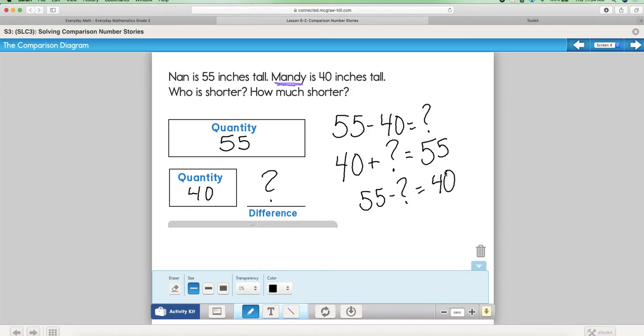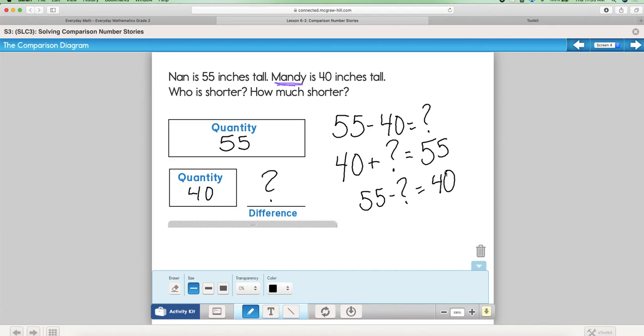How much shorter is Mandy than Nan? Pick a way to solve it. Write it on your board. When you have it, hold it up, and I'll zoom around the room real quickly here. Show me how you would solve this problem. Make sure you write the whole problem, Logan, on your board. Make sure you show the answer with it too. You don't have to put the question mark. You can put the answer. What would you get? How much shorter is Mandy than Nan?